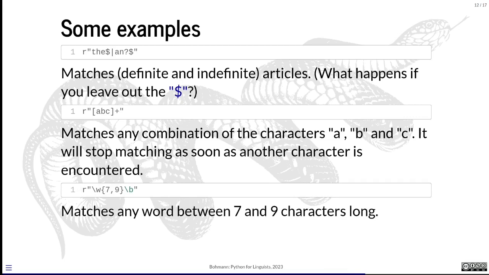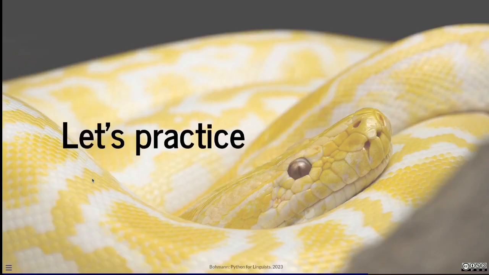And then finally, backslash w, lowercase w, square bracket 7, comma 9, followed by a backslash b word boundary, matches any word between 7 and 9 characters long. Could be quite handy. I don't know particularly what for, but that's how you do it. And again, it comes down to practicing this stuff.